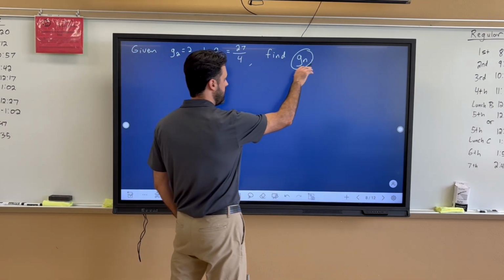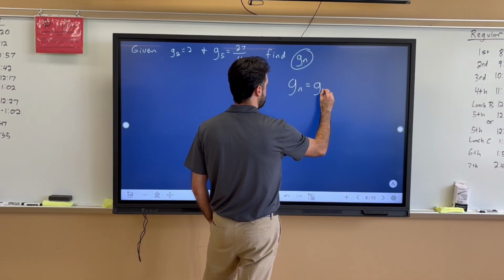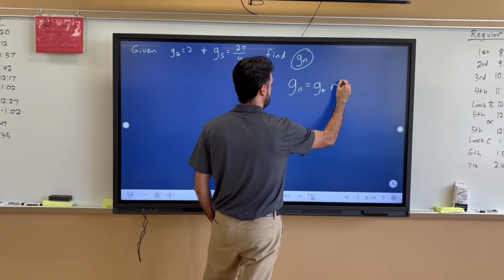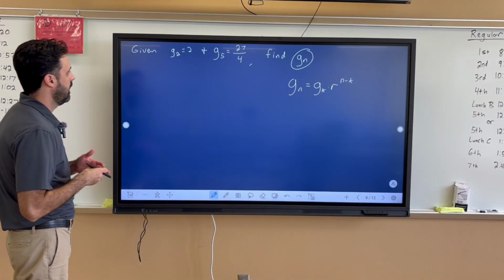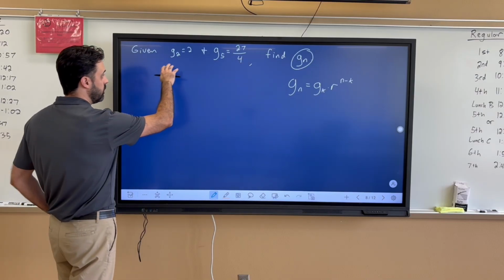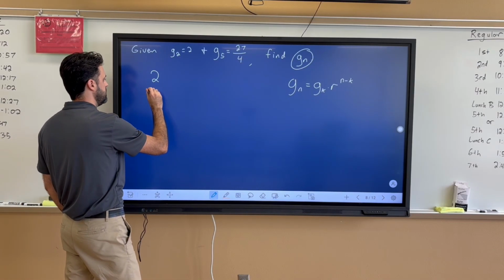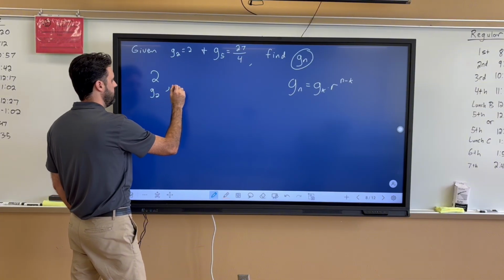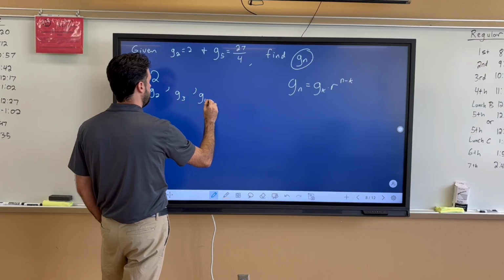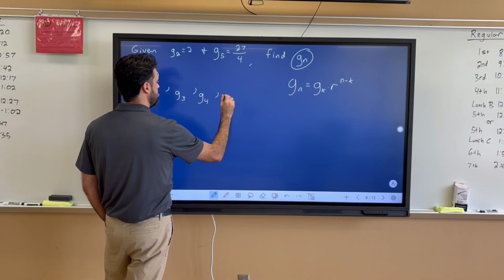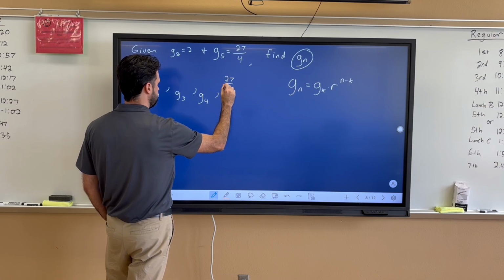All right, so our equation for g sub n is always g sub k times r to the n minus k. All right, so we have 2 terms. We don't know what r is, though. And so same idea. If we start with the second term, which is 2, we don't know the third term. We don't know the fourth term, but we know the fifth term, g sub 5, is 27 over 4.